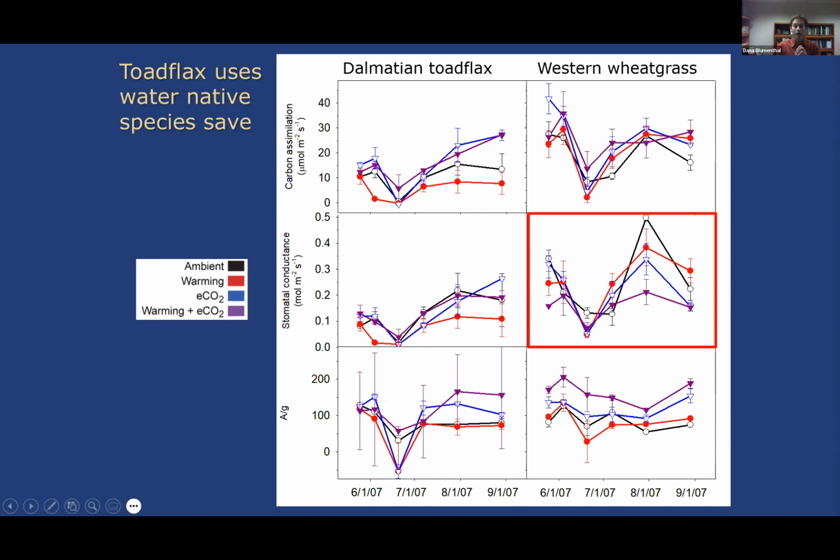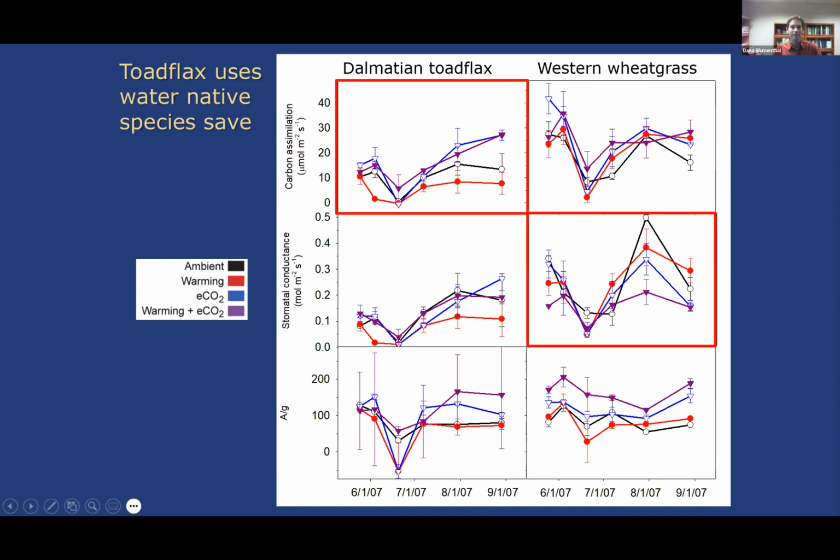So many species in dry environments, when elevated CO2 comes along, it increases the gradient of carbon from outside to inside the leaf. That makes that trade-off easier for the plant. Many plants end up closing their stomates to save water. And that's exactly what Western wheatgrass does here. You can look at the stomatal conductance graph and see that the treatments with elevated CO2, that's the blue and the purple, had lower stomatal conductance under elevated CO2. In this system, that actually saves water, and soil water actually goes up.